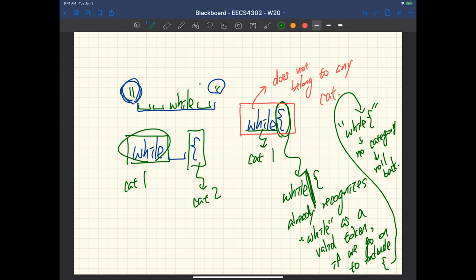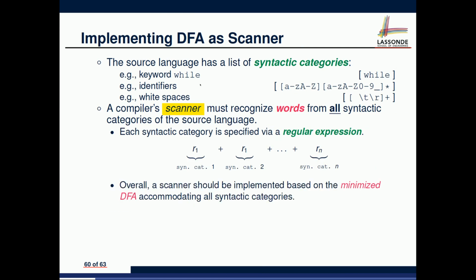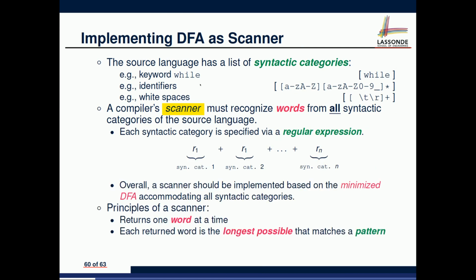Any more questions? Okay, we're good. All right, let's go a little bit further. The principle of a scanner: one word at a time, and you should find the longest possible character sequence to match a pattern. And sometimes if you go too far, so that you reach an error state, you roll back. That's exactly what we're going to see in just a moment. And also, you may want to specify priority, like what Coco said, right? You should set the priority. We got 10 minutes. Let's at least finish this.